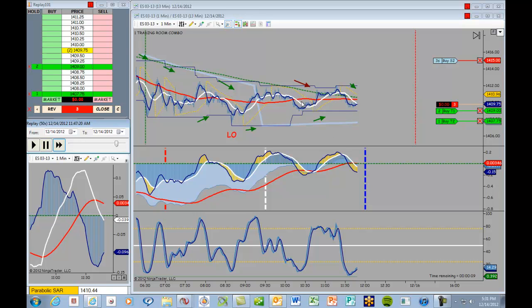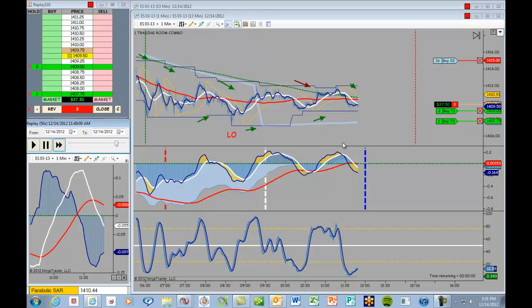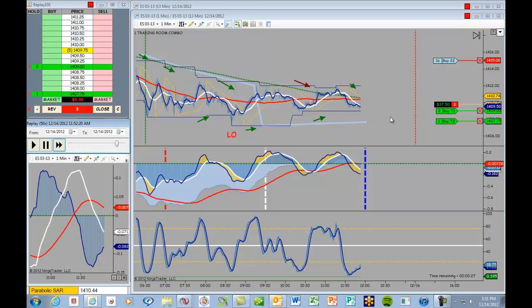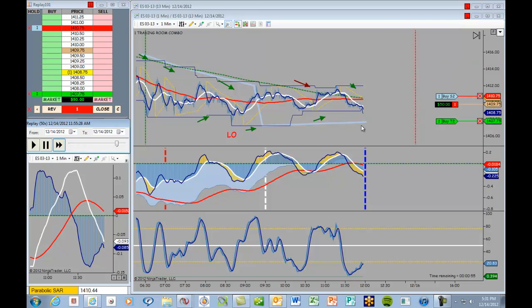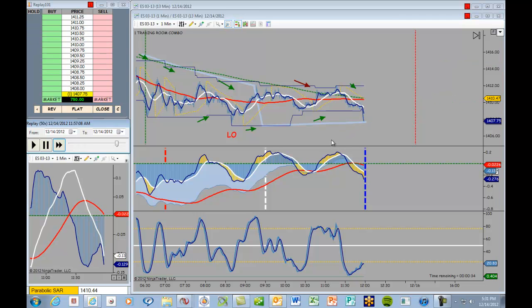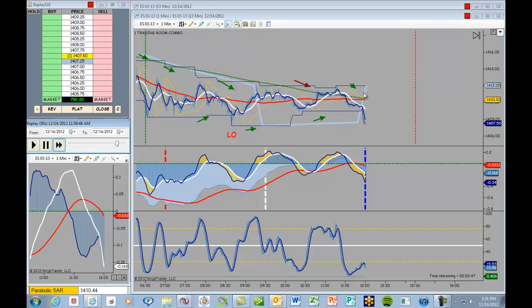It may turn around like this one did. If so, we take the loss and move on. Or it may create a third turning point by taking out this longer term parabolic. And that looks like what it's trying to do. Boom. Okay.